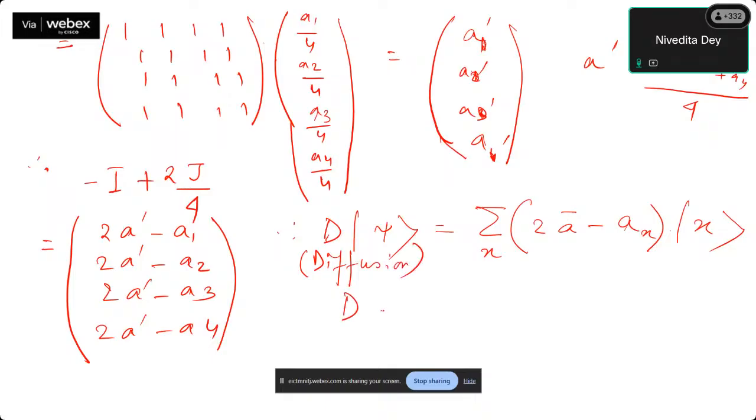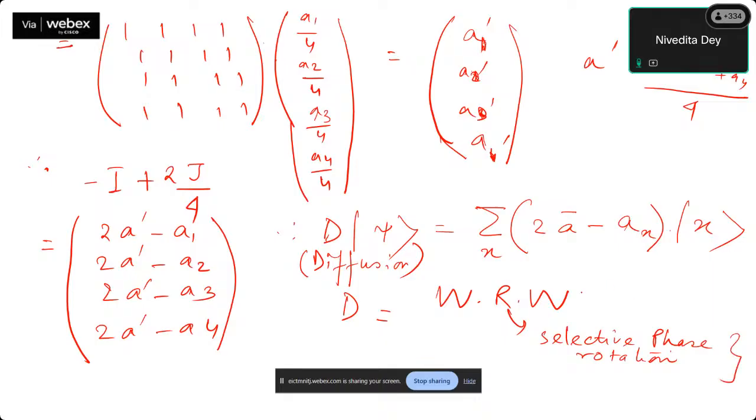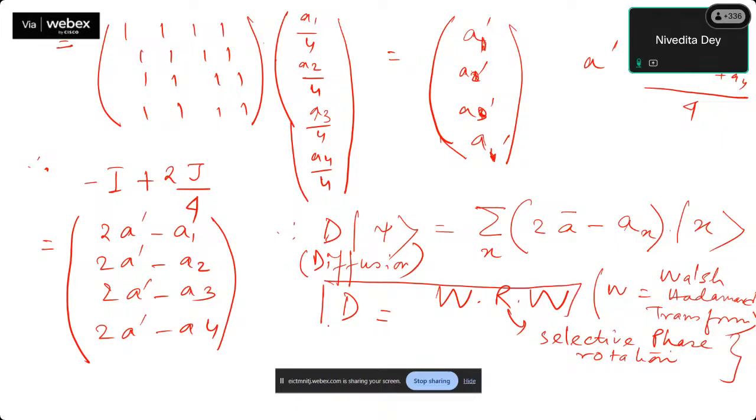And with respect to this diffusion operator, if I want to write this for the Grover operator, it will be something like WRW. What is R? R is the selective phase rotation. Phase rotation means that one minus one thing. And W is nothing but the Walsh-Hadamard transform. It's nothing but the Hadamard gate. So this is another formula or interpretation of Grover.